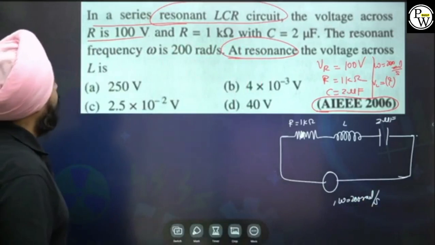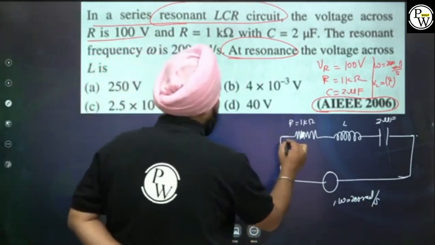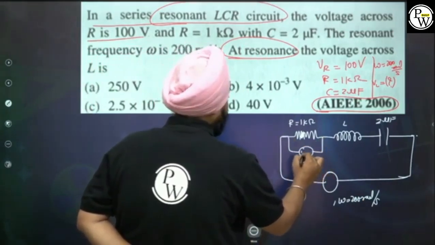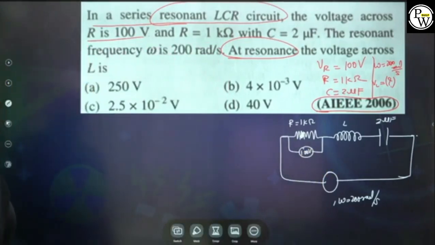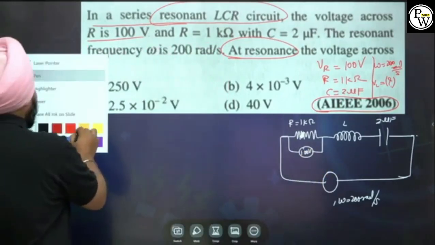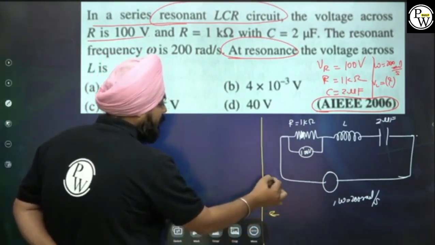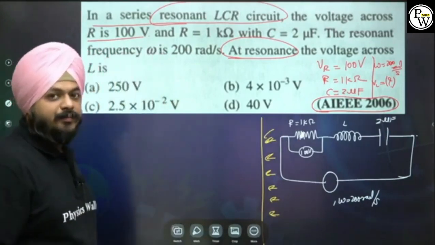And the voltage across the R is given as 100 volt. We need to calculate the voltage across the L. So it's very simple. The circuit is in resonance. We are not aware of what the actual value of L is.